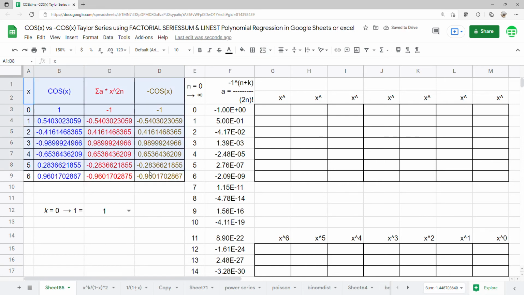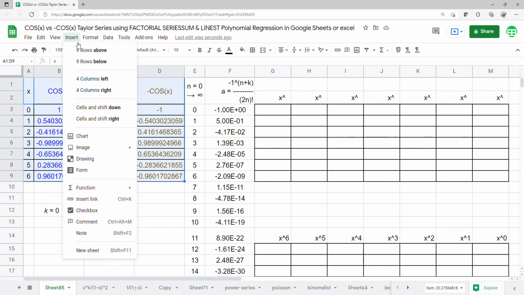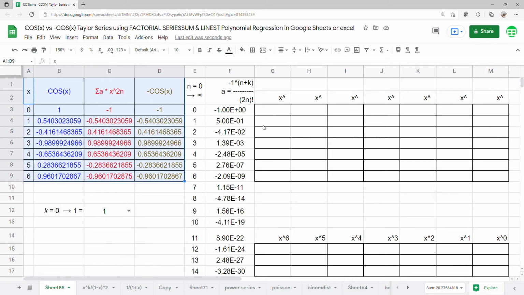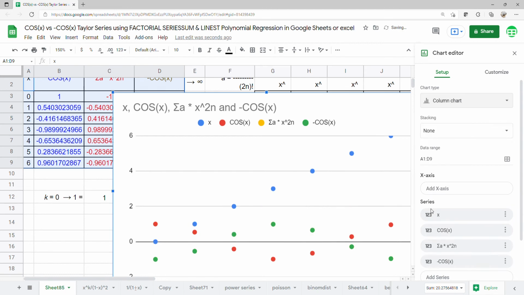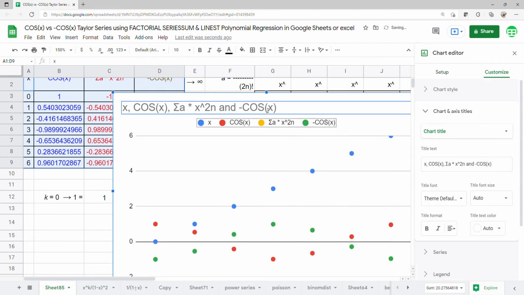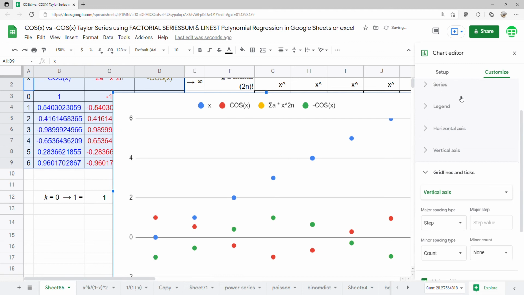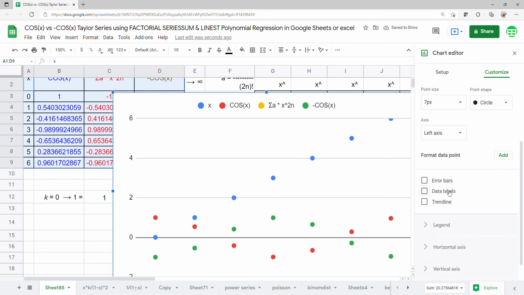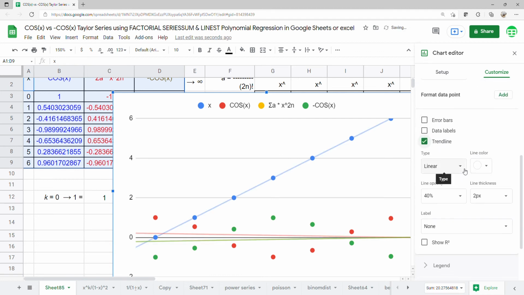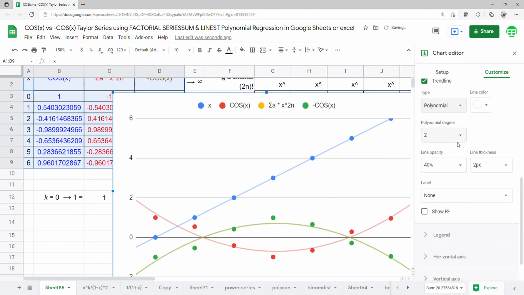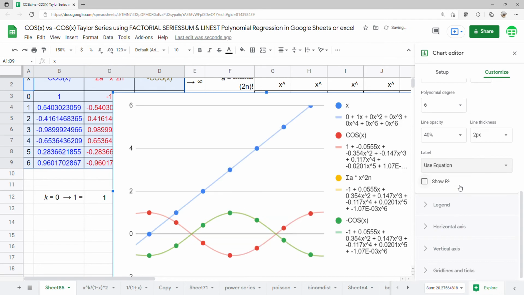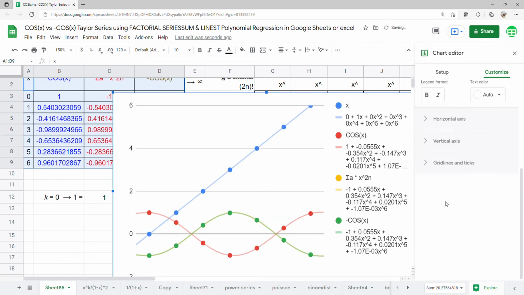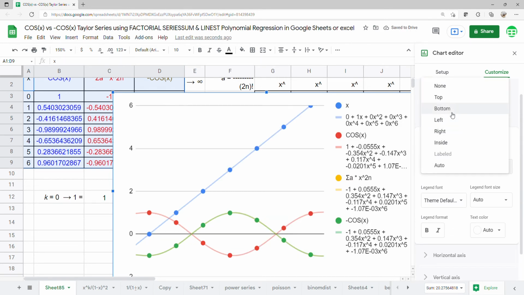Then we chart this. Insert, chart, and we use scatter chart. We don't need this title. Okay. And we show the trend line. Series, trend line, polynomial to the 6th degree. For the label, use the equation. For the legend, position at the bottom.